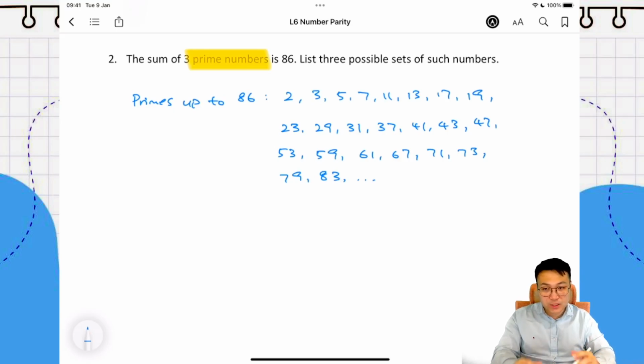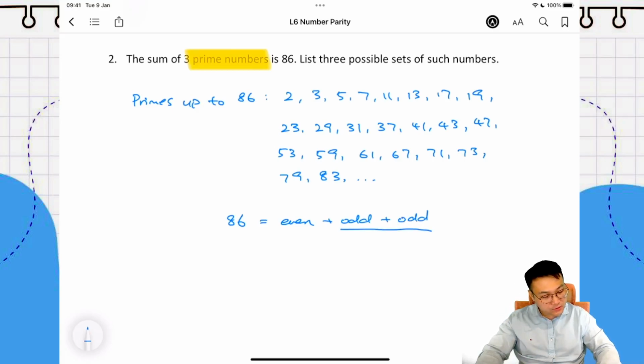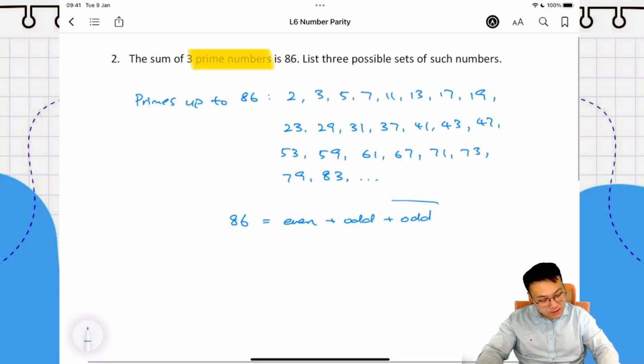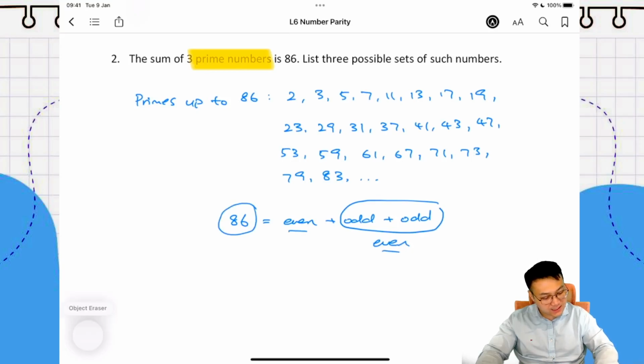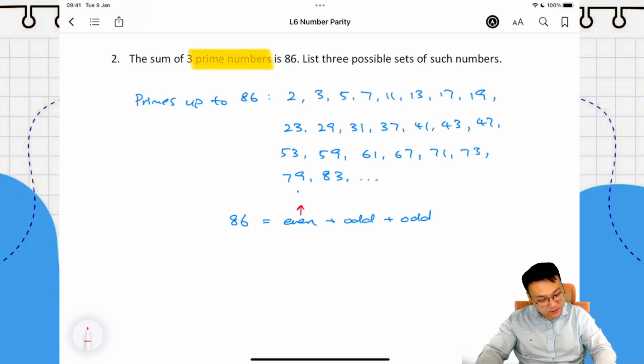Okay? Firstly, we know that 86 is an even number. And if you have 3 numbers, what are we going to do? You must have 1 even number and 2 odd numbers. Why? Because odd plus odd gives you even. So once you take odd plus odd gives you even, then even plus even can give you even again. Okay? What does this tell you? Immediately we know, students, the only prime number that is even is the number 2. The other 2 prime numbers are going to be odd.